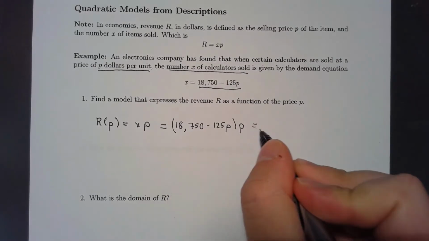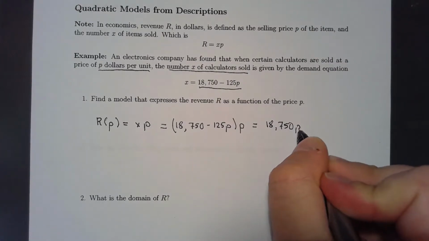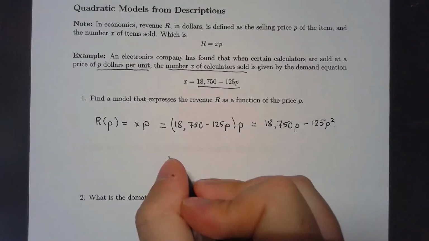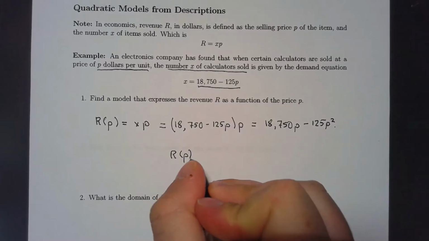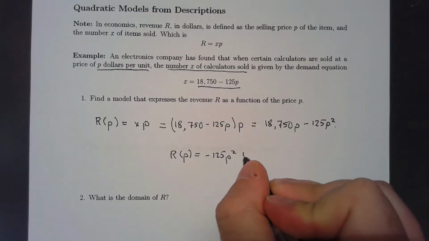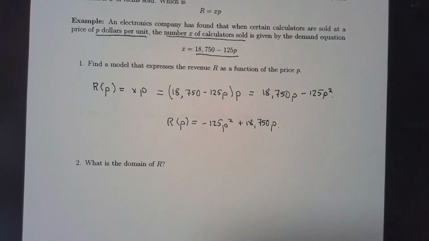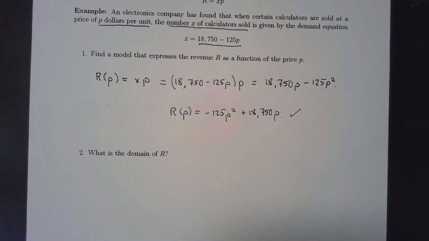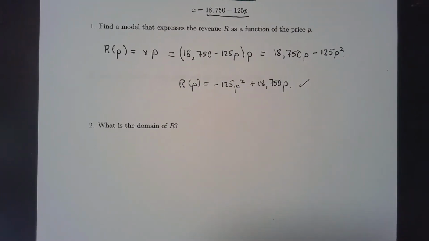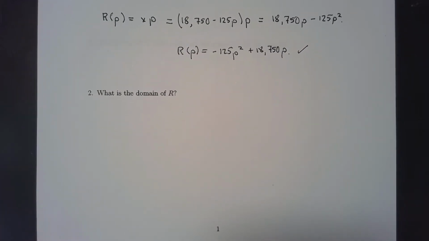And if you distribute the P there, you're going to get 18,750P minus 125P squared. So that is my revenue function. If I write that in standard form, that's negative 125P squared plus 18,750P. That's my revenue as a function of price. That was okay in the video that I did earlier. I mean, there's nothing wrong with that. It's the same thing.